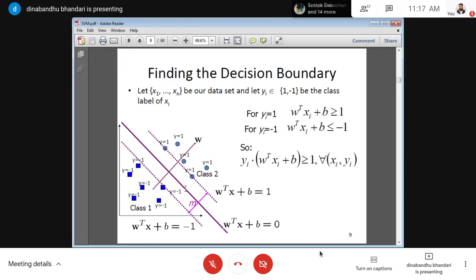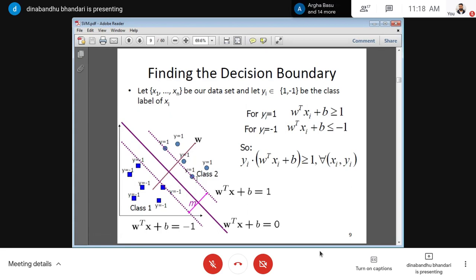If you have a line here, W transpose X plus B equal to 0, then for all these points, W transpose X plus B will be greater than 0. For all these points, W transpose X plus B will be, sorry, less than 0, and this will be greater than 0. We know that. That is class 11 coordinate geometry, whatever we studied. So one line splits or partitions a plane into two parts. One side is greater than or equal to 0, another side is less than 0. Okay. Now, what we want, this is fine.